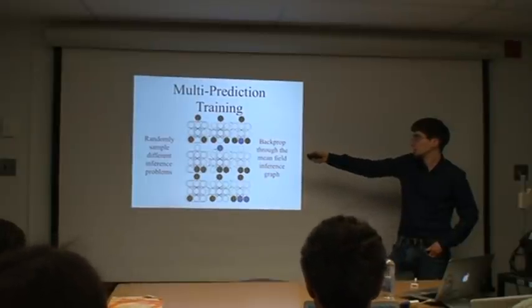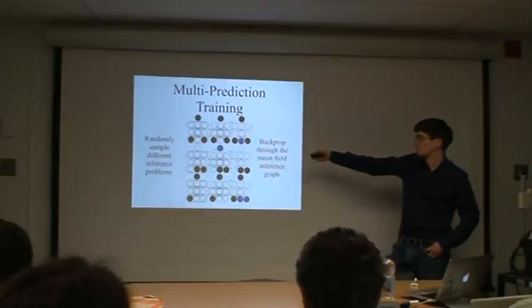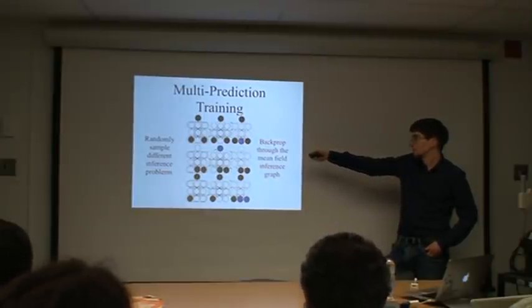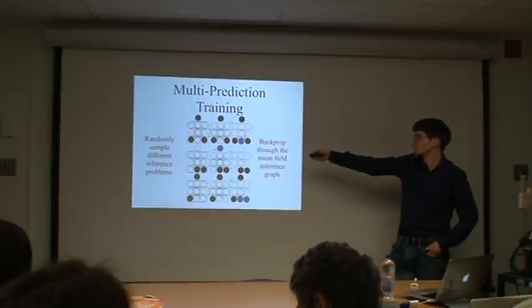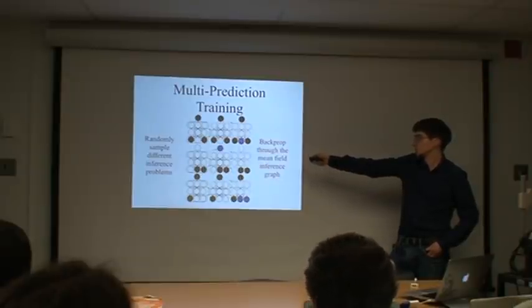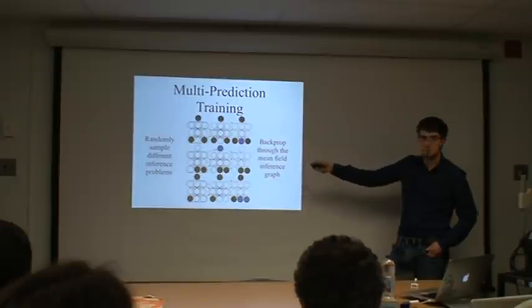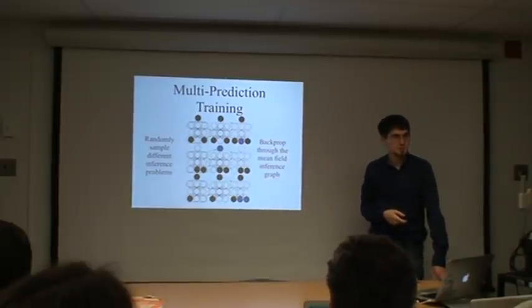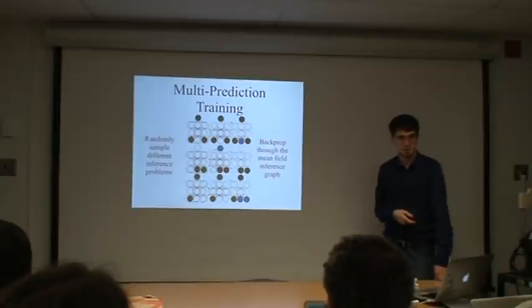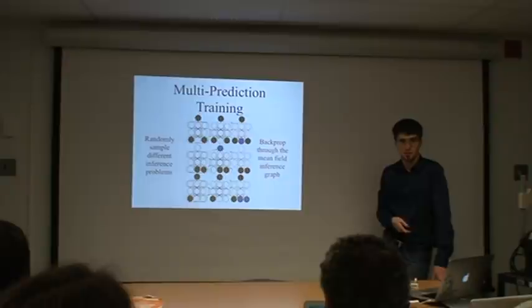So we observe these black variables, we run mean field inference through an architecture that looks kind of like a recurrent network. And at the end, we get the model's estimate of these blue variables. Then we use backpropagation to improve the log likelihood of the model's estimate of those variables. This turns out to be similar to a criterion called generalized pseudo-likelihood, but we're making a variational approximation to it.